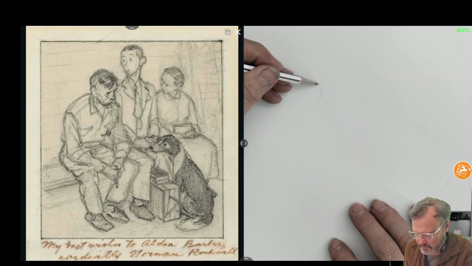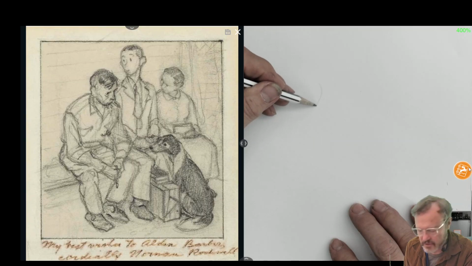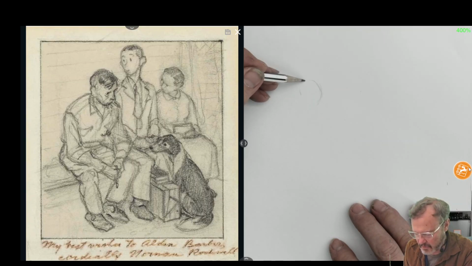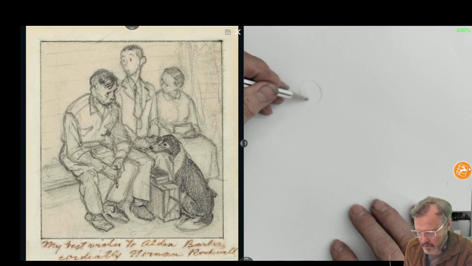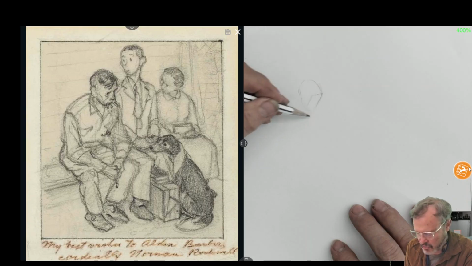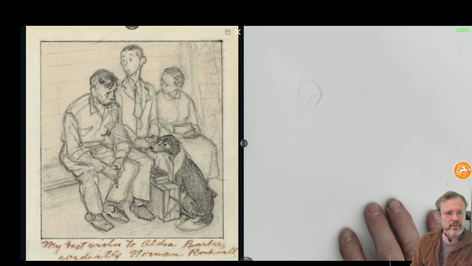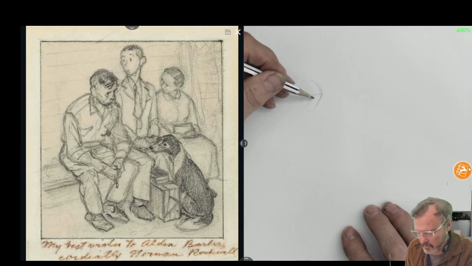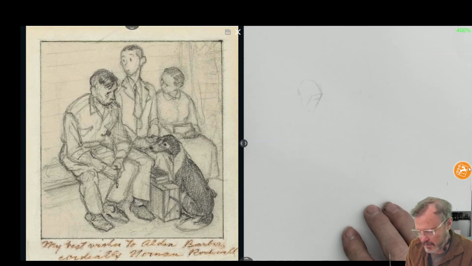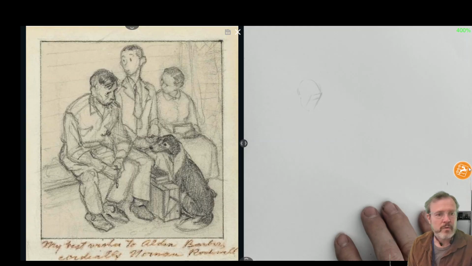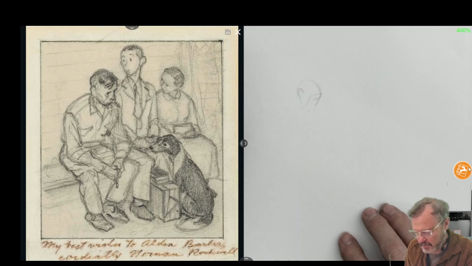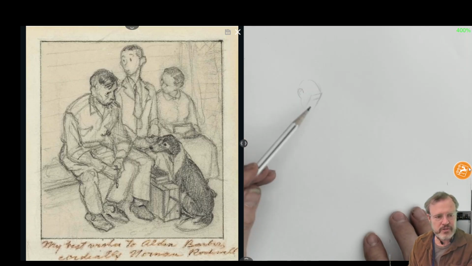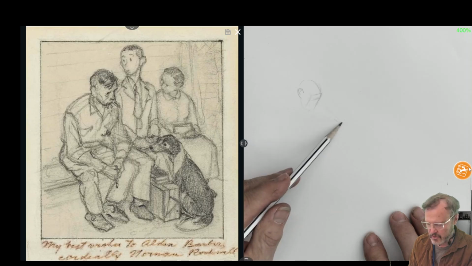So we're going to start with the older man's head, and I'm going to just do a very simplified schematic to show which way it's turned, how the eyes are sloping, where the ear is. The ear is going to give a lot of visual cues as to the direction he's looking, which is sort of downward towards the dog.